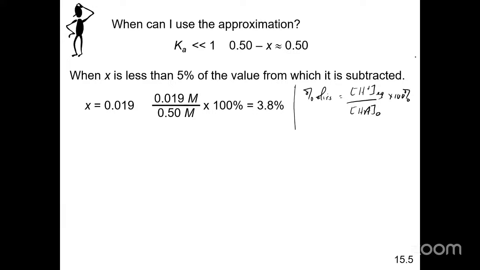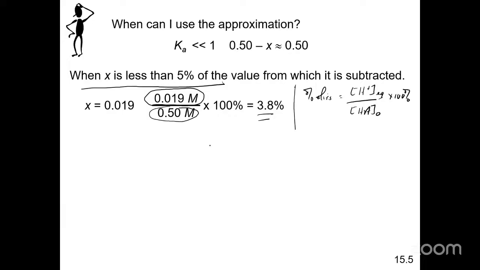So whenever you do a problem of this type, after you have made the approximation, you have to test to see whether or not the approximation is valid. The way we test it is in this statement right here. When the percent dissociation is less than 5%, then the approximation would be valid. So we're going to calculate the percent dissociation right here. This is the concentration of H plus at equilibrium, this is the initial concentration of the acid, times 100%, and it works out to be 3.8%, which is obviously less than 5%.